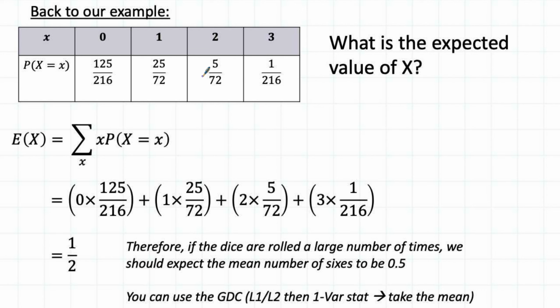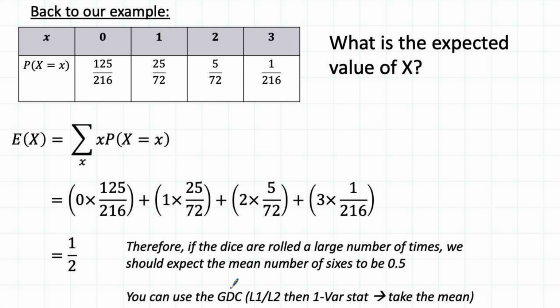If I roll the dice a large number of times, I would expect that the average number of sixes I would get would be 0.5, which means I would get between 0 to 1 number of sixes. So I'd be in between getting no sixes when I roll the dice 3 times or 1 six when I roll the dice 3 times.